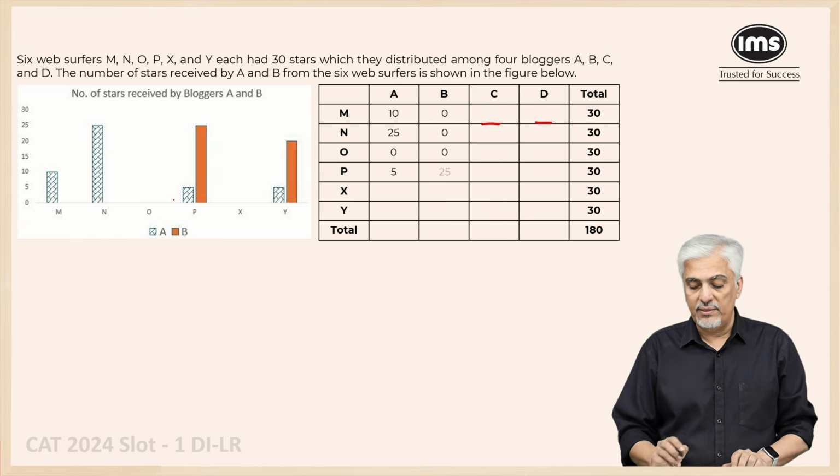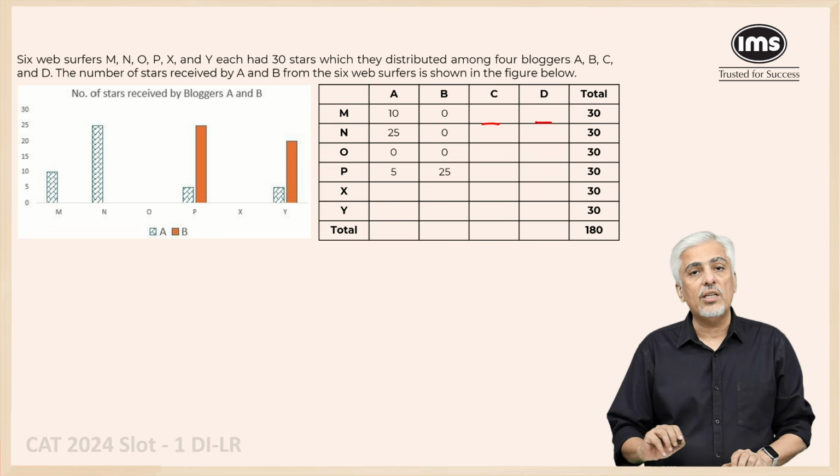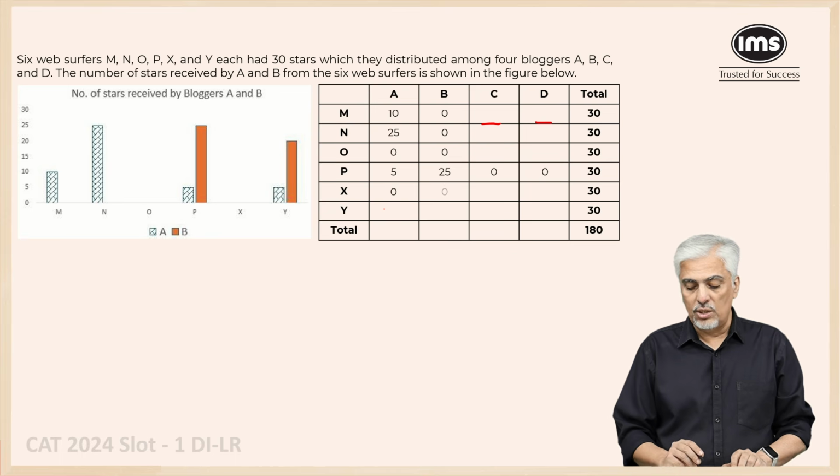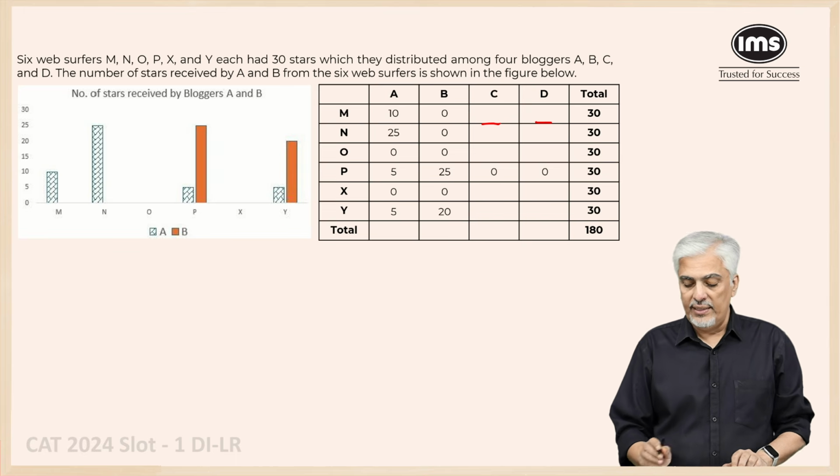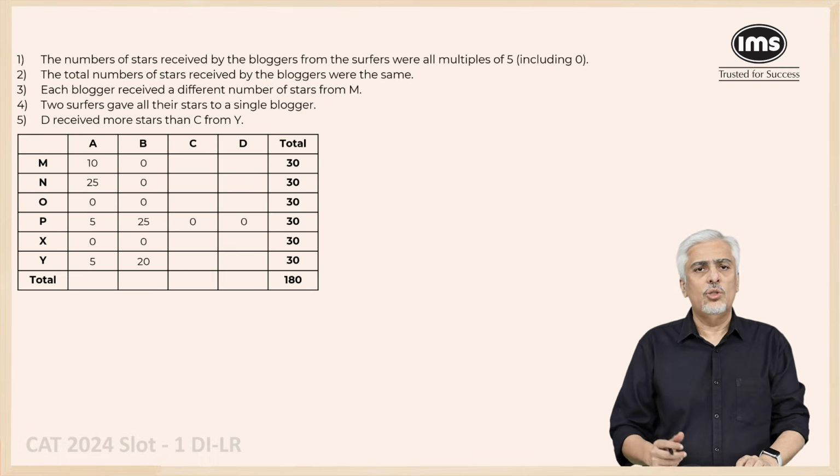This is 5 and 25. So 30 is already done over here, which means P cannot give votes to anybody else. So 0 and 0 over here. X gives 0, 0. So 30 is still left. While Y gives 5 and 20. So 25 is done. And still 5 more is left. So let's have a look at the points and try and fill the remaining table over here.